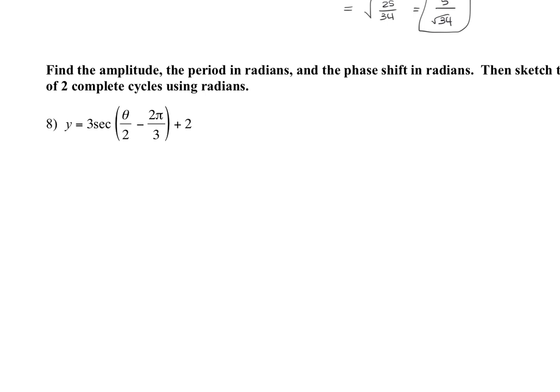Okay, so with secant, there's no amplitude, but we can find the period and the phase shift. So the period of secant is 2 pi divided by b, where b is this value here in front of theta, so it's 1/2.